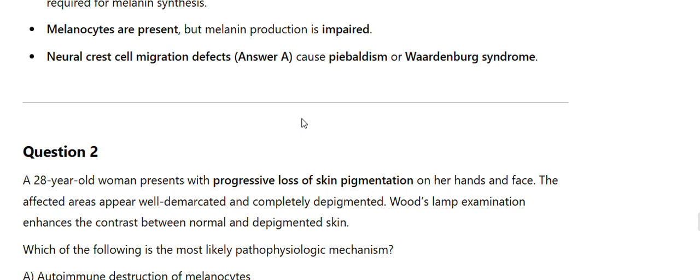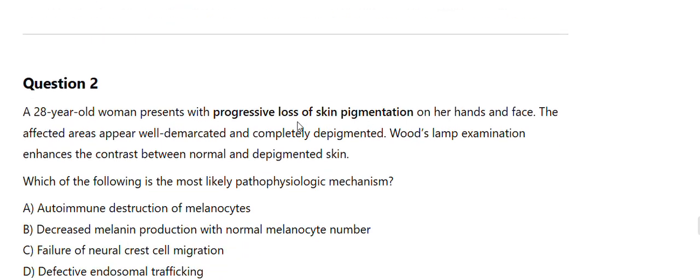A. Autoimmune destruction of melanocytes. B. Decreased melanin production with normal melanocyte number. C. Failure of neural crest cell migration. D. Defective endosomal trafficking. E. Increased degradation of melanin by lysosomes.